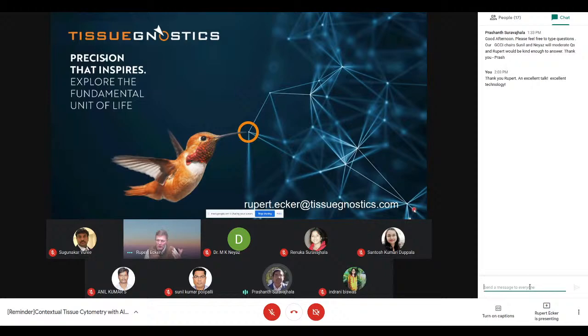Yeah, Rupert, I was just wondering how cost-effective this would be, say, 10 years down the line? If you really look into, say, the histogenetics perspective, could we really see any costs coming down? NGS or single-cell analysis?